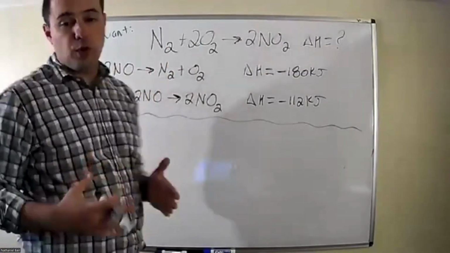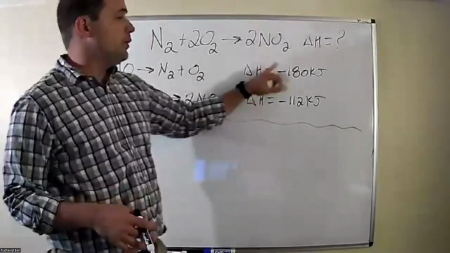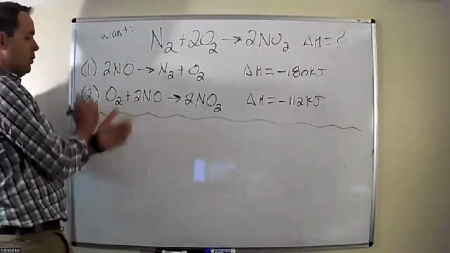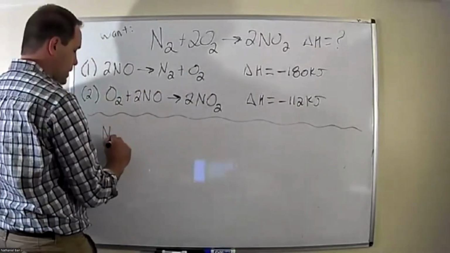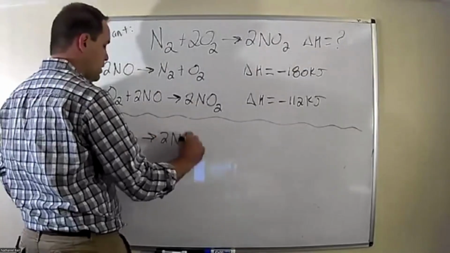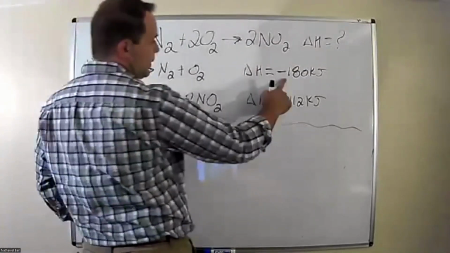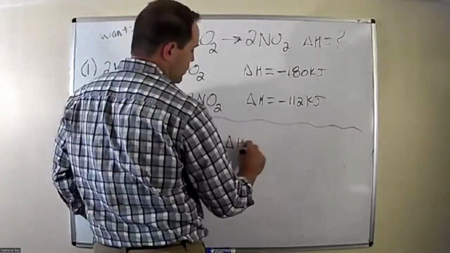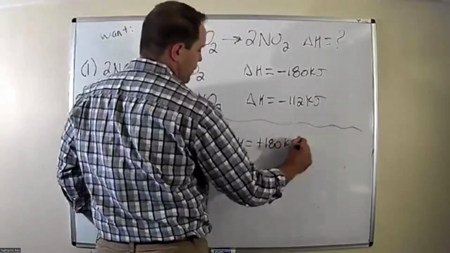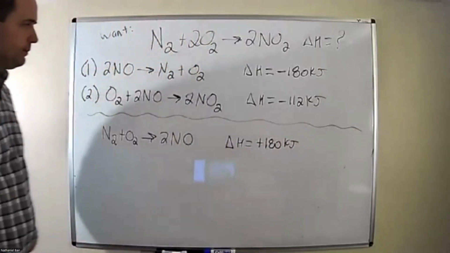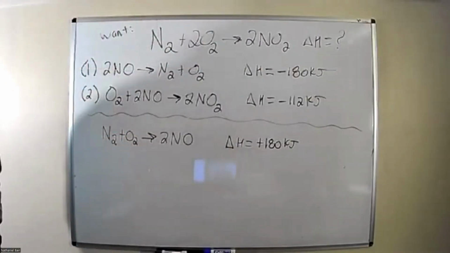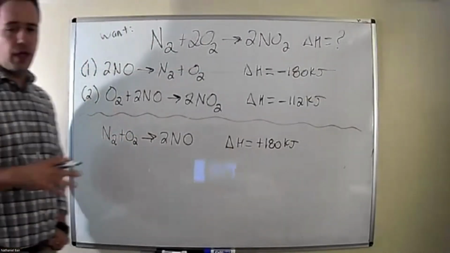But remember, what do you do when you flip a reaction? When you flip a reaction, you change the sign. So we're going to flip reaction 1. It's going to become N2 plus O2 goes to 2NO. And since we flipped it, the change in enthalpy is no longer a negative 180. It's now a positive 180 kilojoules. And now that reaction is done. You will never use a reaction more than once. So we're done with that reaction.